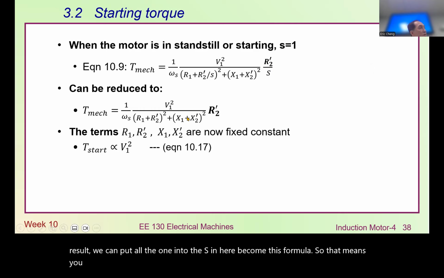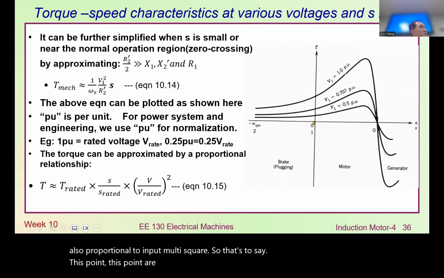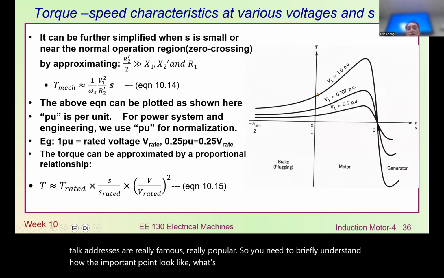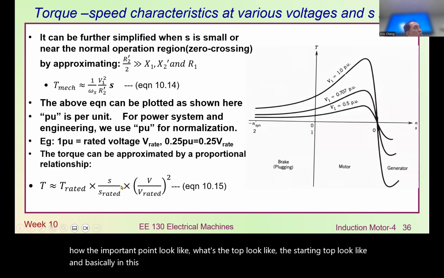Since these parameters are fixed, you can see that the starting torque is also proportional to the input voltage squared. So that's to say, this point is proportional to input voltage squared. That's a characteristic I need you to understand. This kind of motor torque characteristic is really famous, really popular. So you need to briefly understand how the important points look like, what the peak torque looks like, what the starting torque looks like, and the relationship to the torque. So the basic formula, you need to know that.